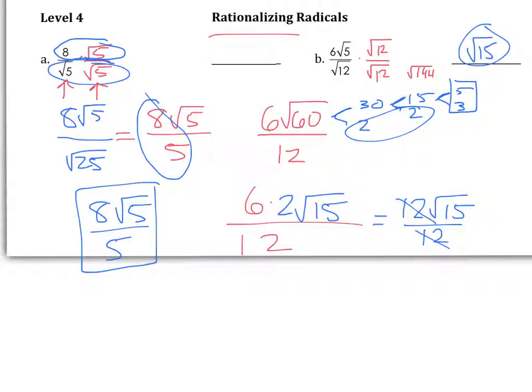Again, get rid of a radical in the denominator by multiplying by itself on top and bottom. The top will always have to simplify. The bottom will always turn into a nice number.